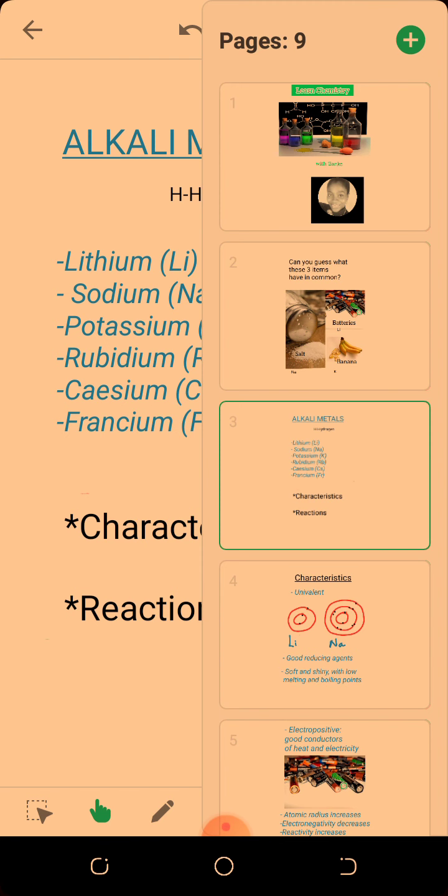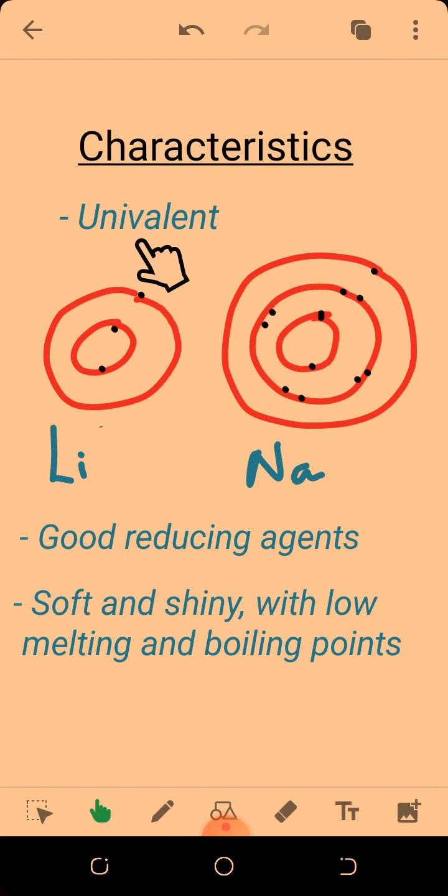So what are the characteristics of alkali metals? The first characteristic is that they are univalent. Univalent means that they all have just one electron in their outermost shell. Valence electron. This is the outermost shell for lithium, which has atomic number 3, and sodium with atomic number 11. Lithium has atomic number 3, right? And sodium has atomic number 11.